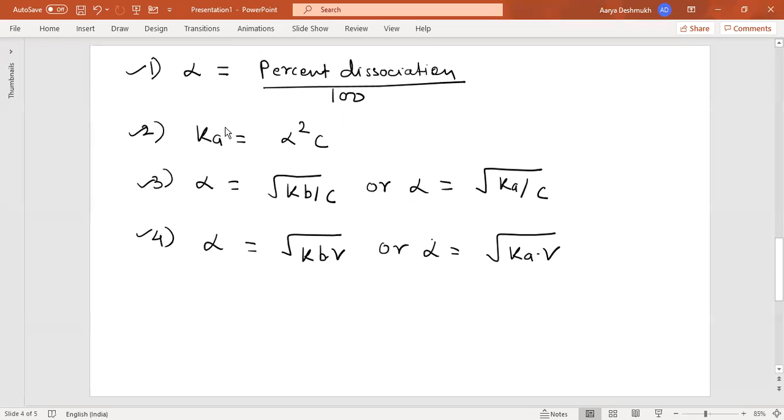I'll be giving you the PDF file for the problems based on all the 4 equations.